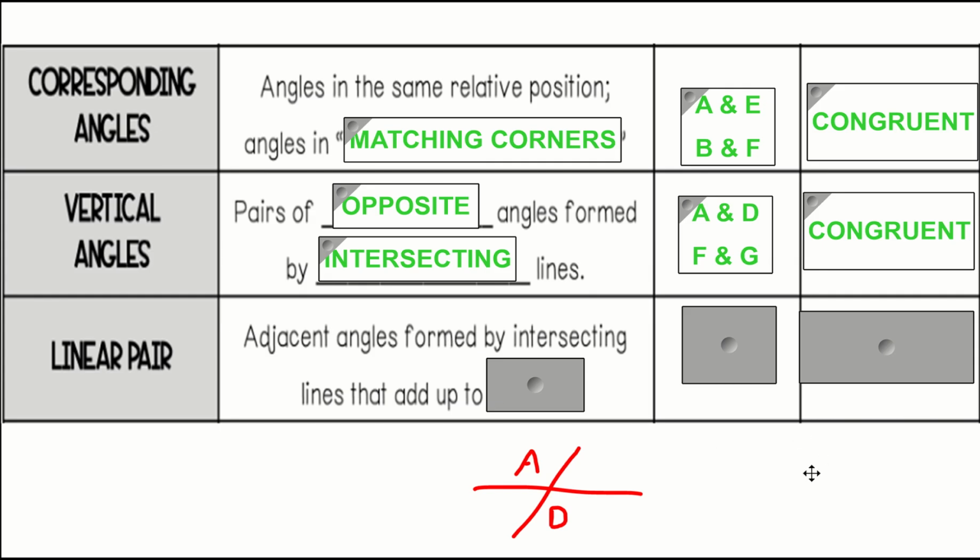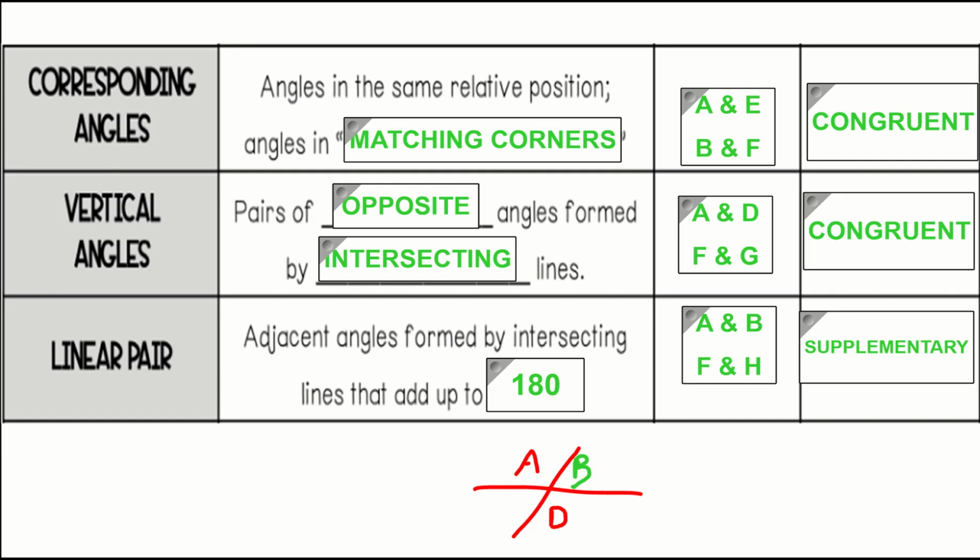Linear pairs are angles that are formed by intersecting lines that add up to 180. And even more so, a linear pair, they're the ones that are next to each other. So I got A and B, F and H. They can go either up and down, they can go side to side. Like A and B here are a linear pair, so is B and D. It's the two angles that are next to each other on the X, okay? And what they do is they are supplementary angles.